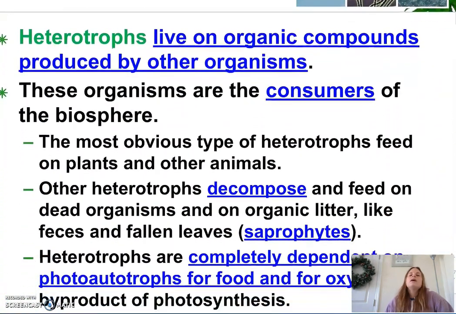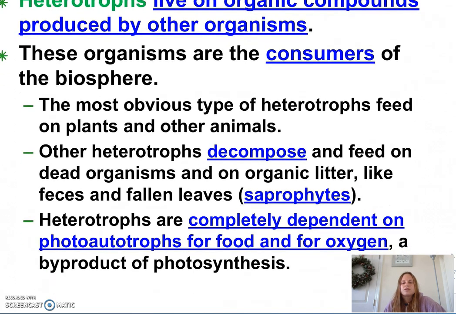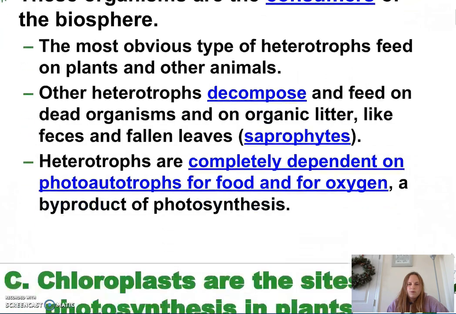On the other hand, heterotrophs like us, we must consume. We must obtain our food. We cannot make our own food. I can't go outside, get a suntan, and feel like I'm fed, right? So heterotrophs live on organic compounds produced by other organisms. Therefore, we are completely dependent on photoautotrophs for food and oxygen. And unfortunately, human activities such as deforestation, burning fossil fuels, and climate change are really putting pressure on these photoautotrophs. They're having a negative impact on organisms that do photosynthesis. Another type of heterotroph are known as saprophytes. These are your decomposers. They feed on dead organisms.